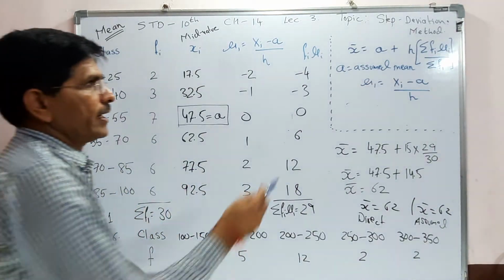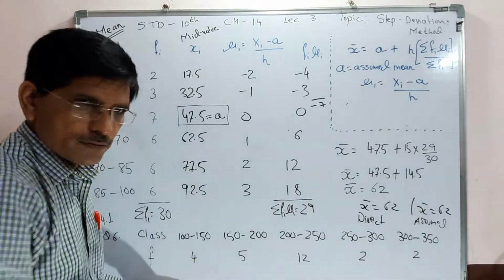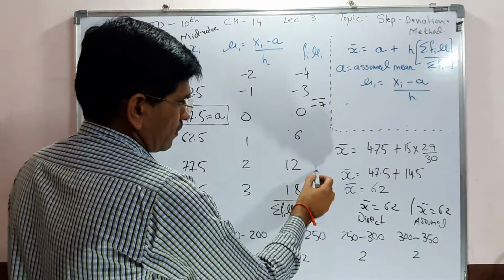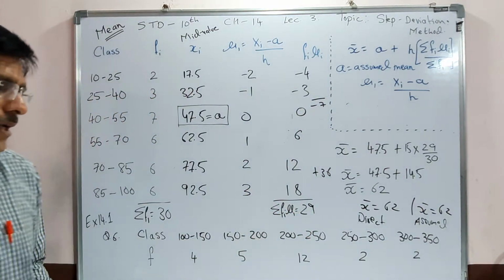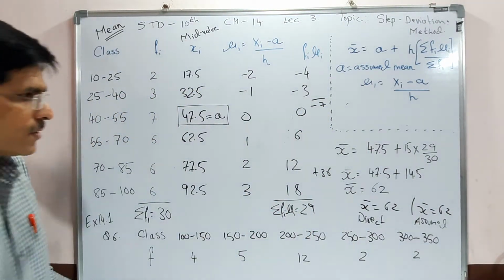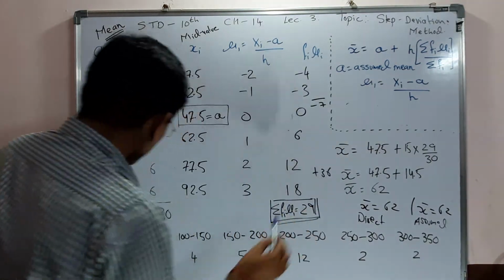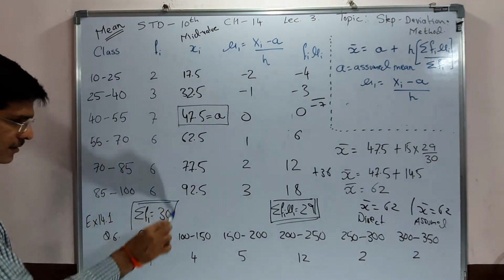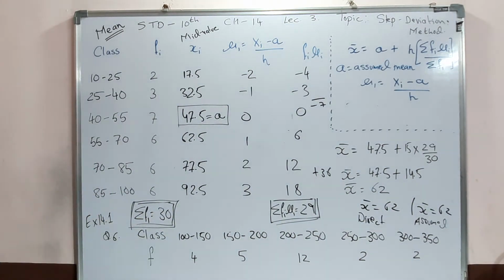Now here these are all the negative, so you can say minus 7. These are all the positive, so plus 36. Plus 36 minus 7, we can get 29. So here sigma fi ui, we can get 29. Sigma fi, that we have to total it. That is sigma fi is equal to 30.